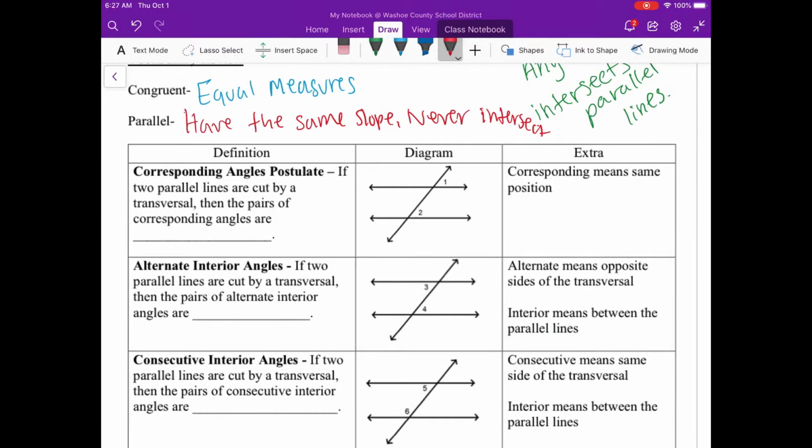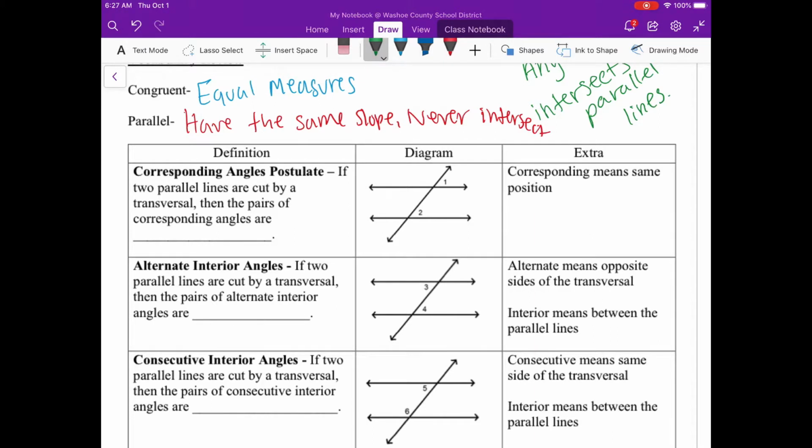So let's take a look at these new vocabulary words, these new postulates, and identify that with a picture. This section is important because this is where your Unit 2 project is going to come from. You need to understand all these different postulates in order to do your project. So please make sure that you are writing these down.